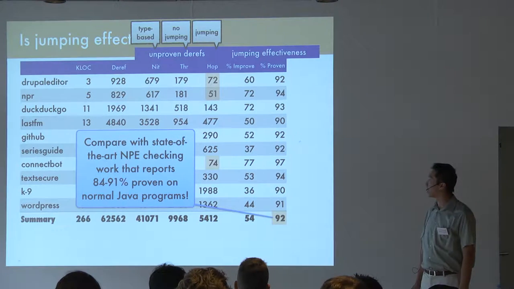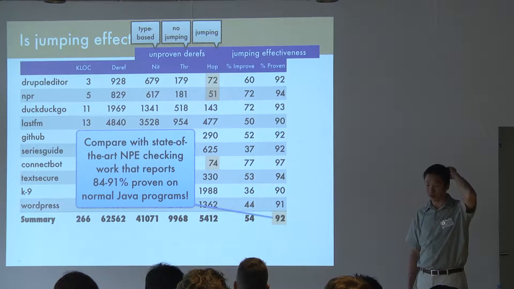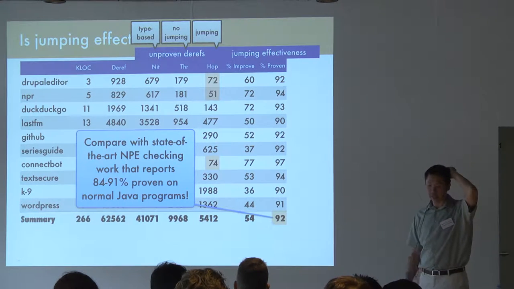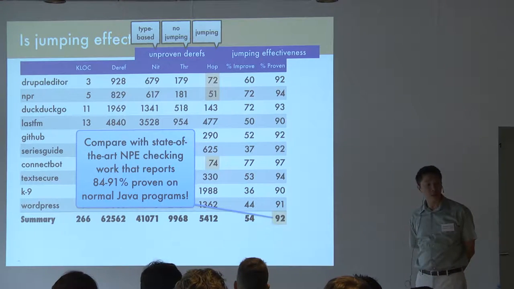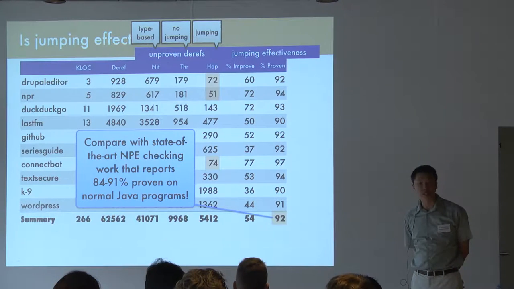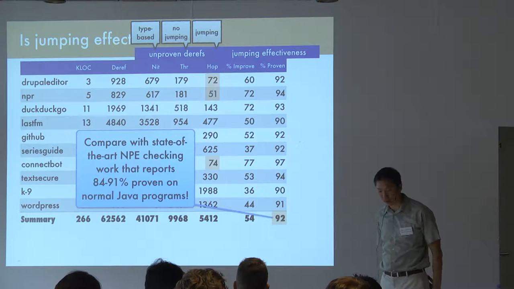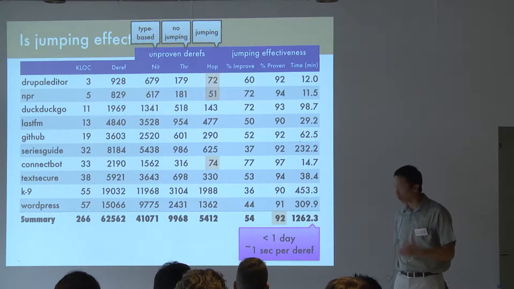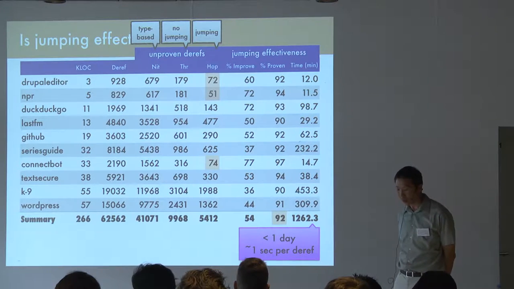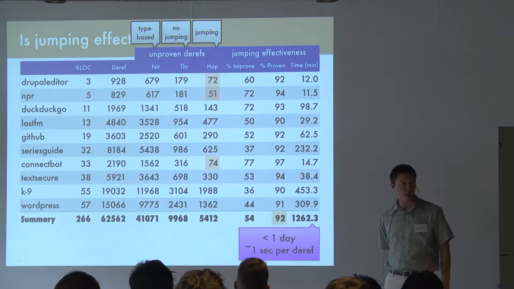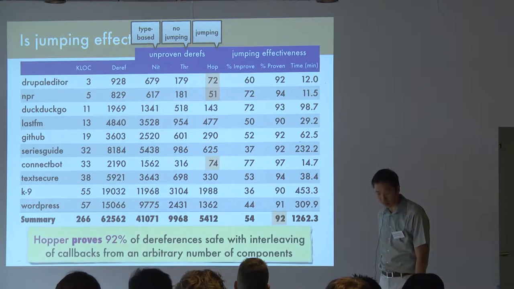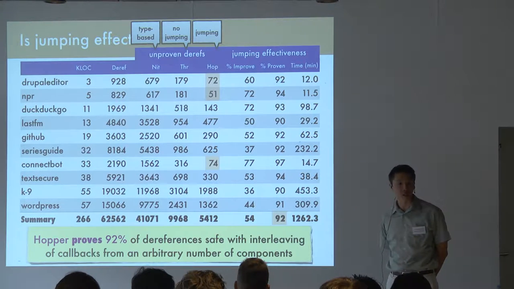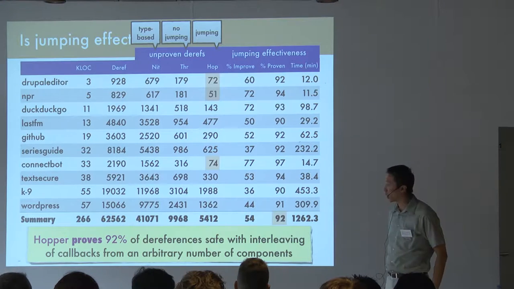As a comparison point, if we look in the literature at the state of the art, null pointer exception checking work also reports numbers in a similar range, from the 80s, high 80s to low 90s percentage proven in normal Java programs. And I made some argument that it's potentially harder in Android, given the necessity to collect resources as quickly as possible. Then there's the analysis time, which is also significant, a running time of a day or so, which factors to about a second per dereference, but worthwhile compared to the overall triaging problem. So the bottom line is Hopper proves 92% of the dereferences safe with interleaving of callbacks from an arbitrary number of components. We make no assumptions about a fixed number of components that you may instantiate.